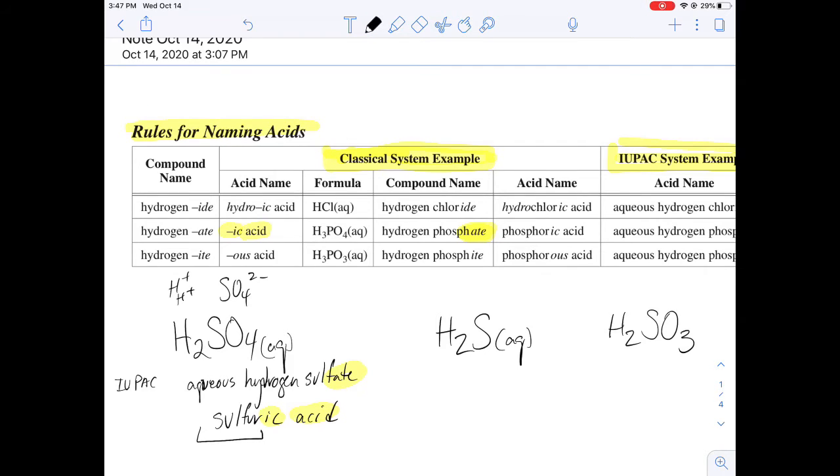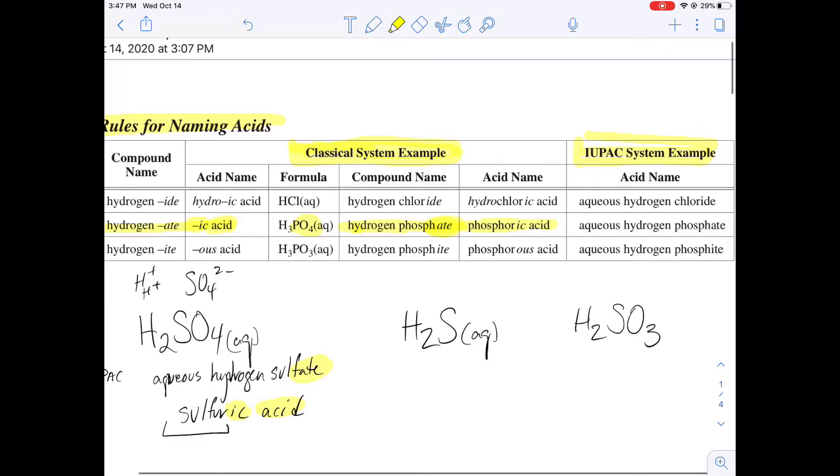Now here, sulfuric acid is a weird one, because why isn't it sulfic acid? You'll see this name so often that it won't throw you off. Most of them are fairly logical, right? So in the example that they give here, they've got hydrogen phosphate, because this is a phosphate ion. It'll be phosphoric acid. So you can see they drop the ATE and put ic acid.